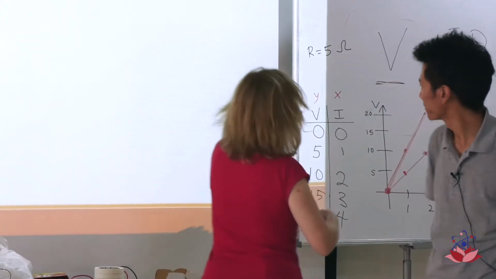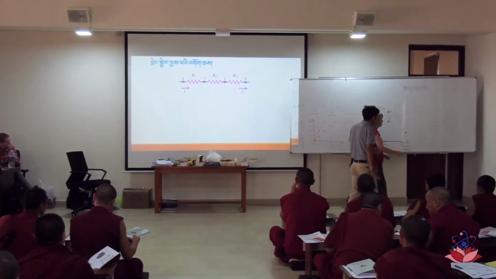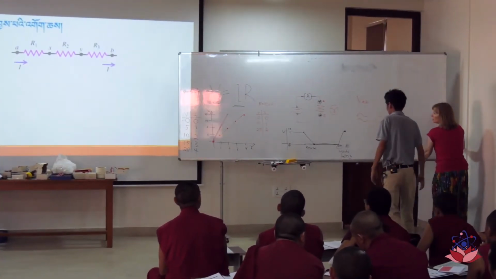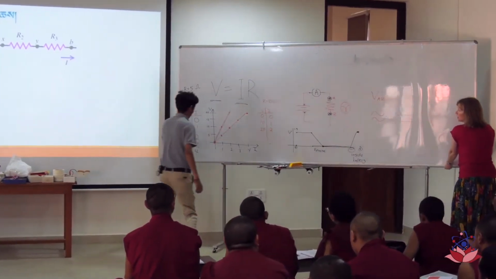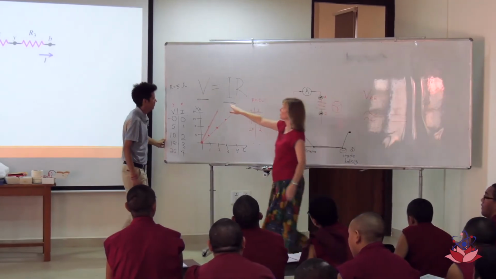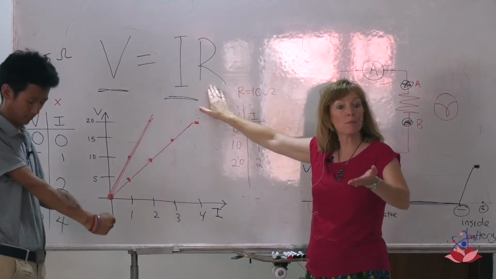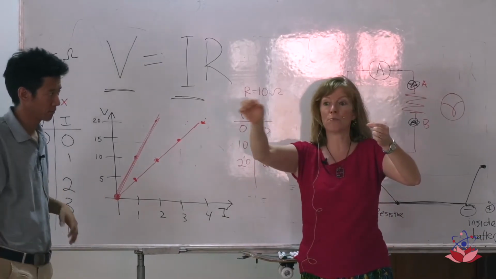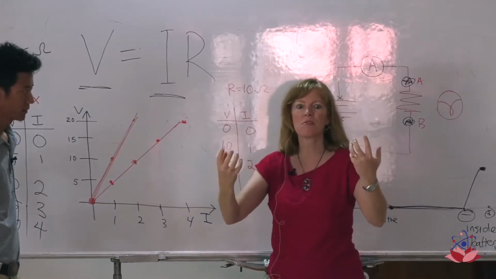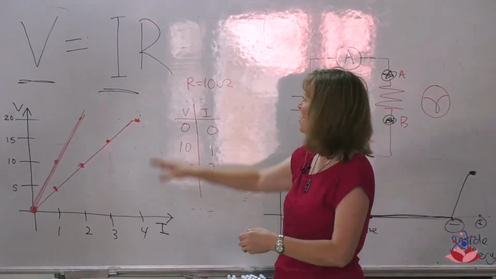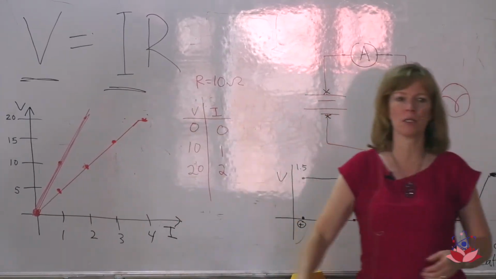So if we look back at this equation with the voltage, same batteries, so the voltage is the same. Resistance got bigger and bigger and bigger because there was more things slowing down the charges. Resistance got bigger, current got smaller.